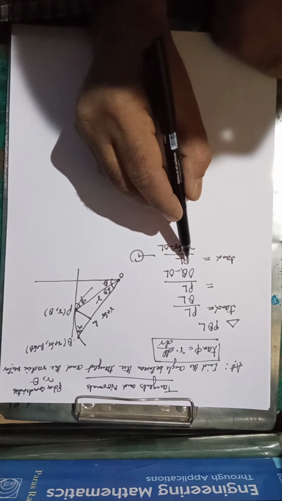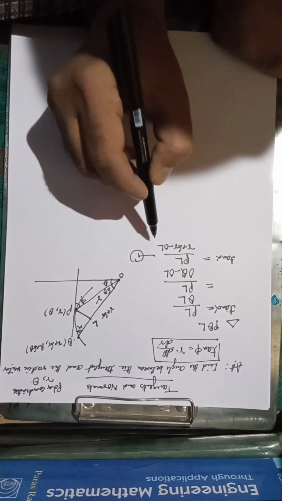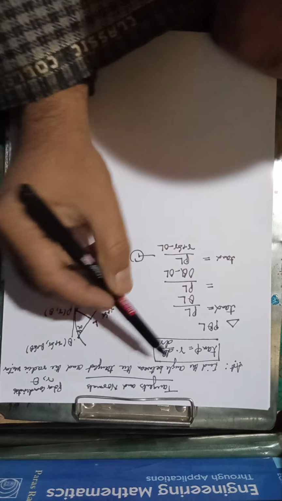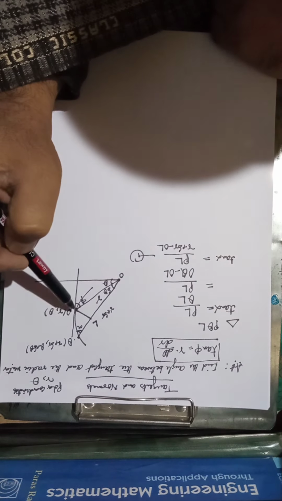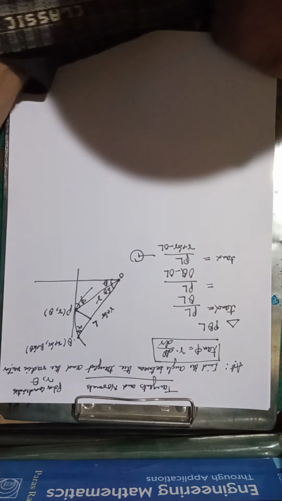There are two unknowns, PL and OL. I will find out these PL and OL, and I will get that tan phi, the angle between tangent and radius vector, is r d theta by dr.